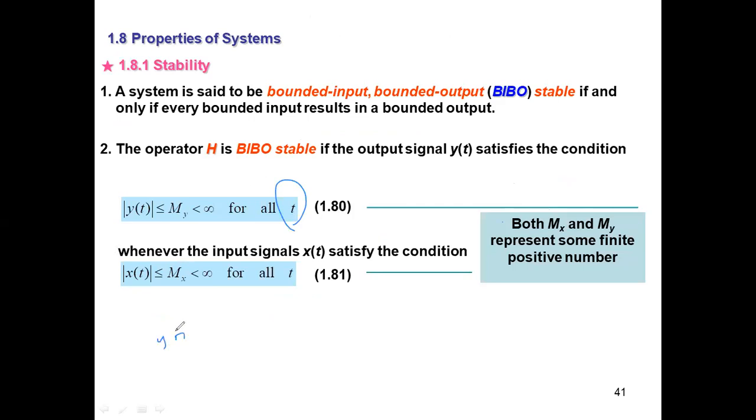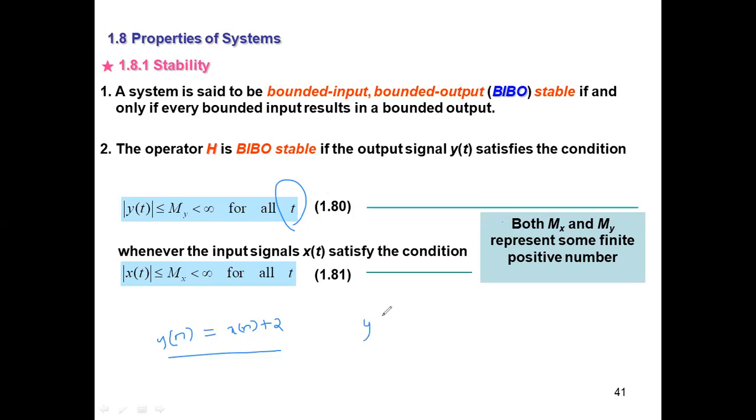Something like y of n equal to x of n plus 2. Now tell me, this particular system, what do you think? Stable or unstable? What does your common sense say? What does the system do? Takes in the input, simply adds 2 to it. Is the system stable or unstable? Stable. It's a stable system, right? So for all t, okay.